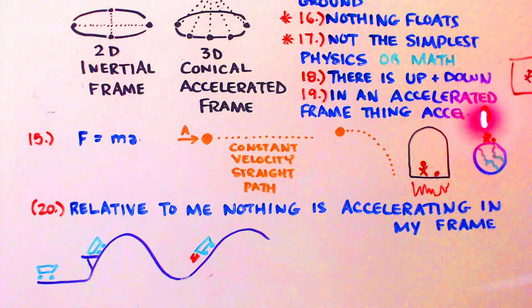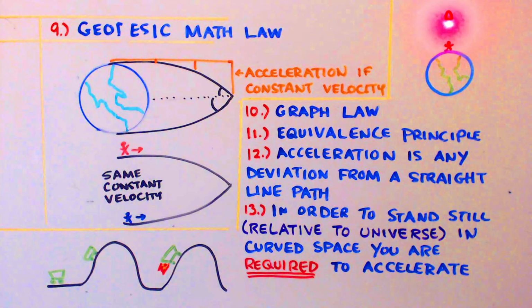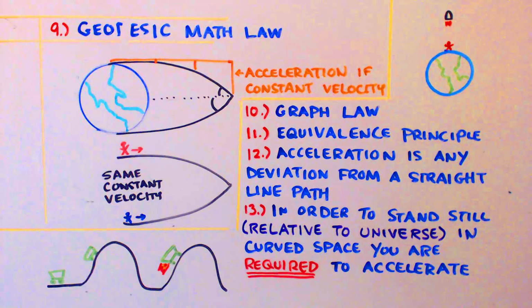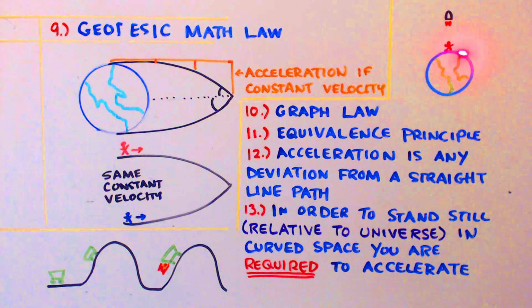How can these two be standing still relative to each other, and one is accelerating and one is not? He is required to accelerate in curved space-time to stay standing still relative to the rest of the universe. Same way with this man here. No, he's not accelerating, but the space-time is accelerating through him. And he either has to fall and go along with that space-time, or he's going to get stuck here on the planet. He's going to be stopped.